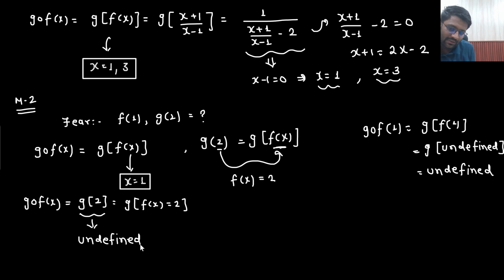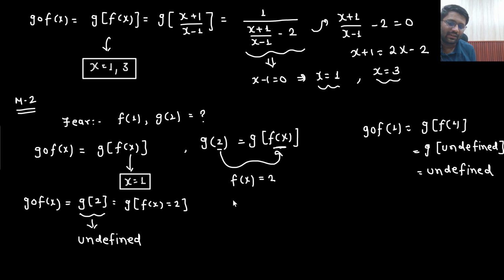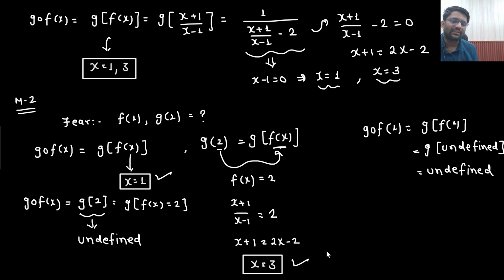So what does that mean? The issue is f(x) being equal to 2. What is f(x)? f(x) is x plus 1 divided by x minus 1, and that equals 2. So what answer do you get? x plus 1 equals 2x minus 2, so the value of x comes out to be 3. So there are 2 points of discontinuity, that is x equals 1 and 3. This is how we will be solving. The same answer we are getting.